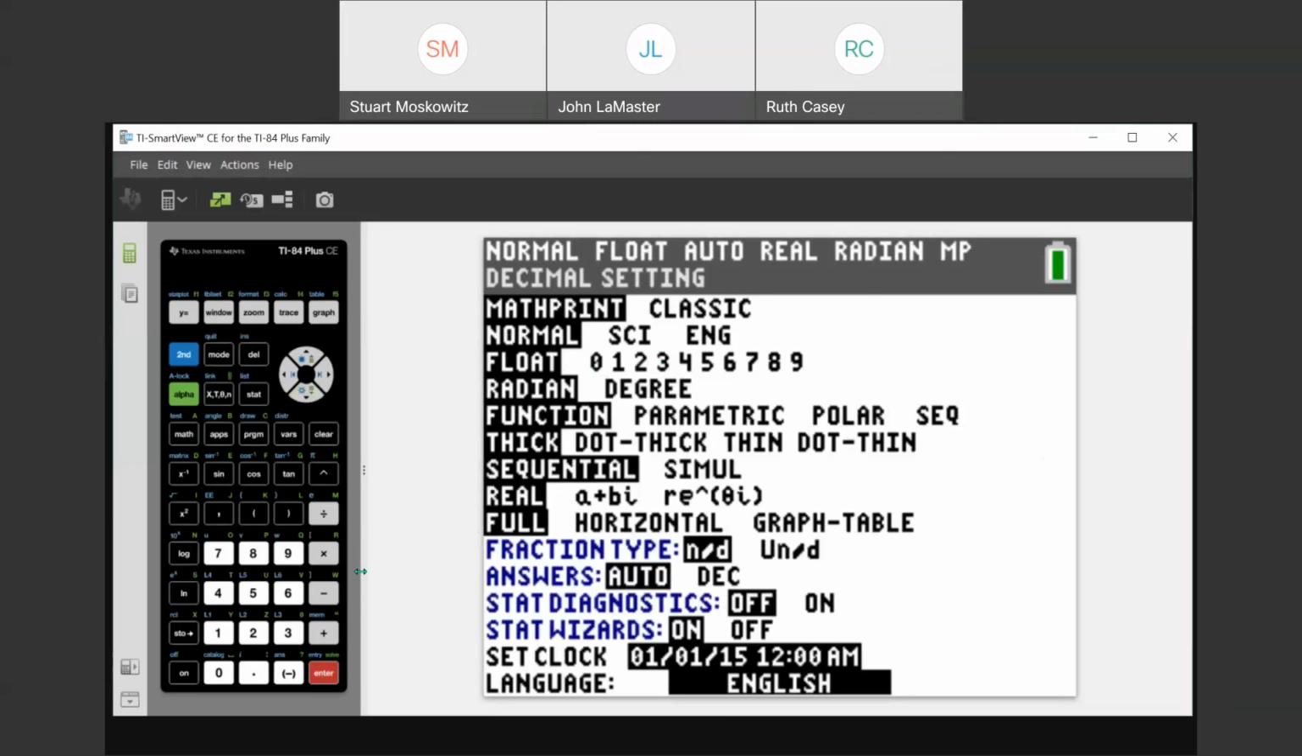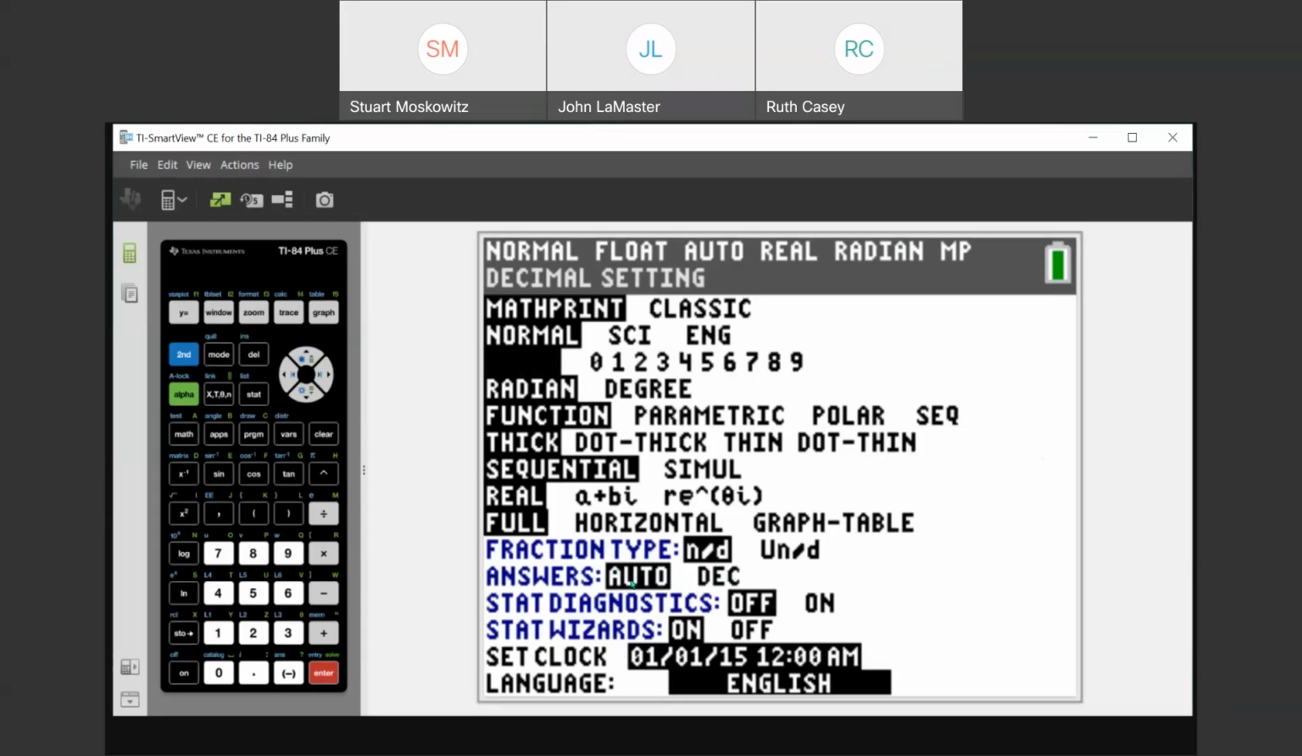A couple more things here in the mode menu while we're here. I want to just let you know that answers can be auto versus decimal. If you want to get a decimal approximation, change it to decimal.